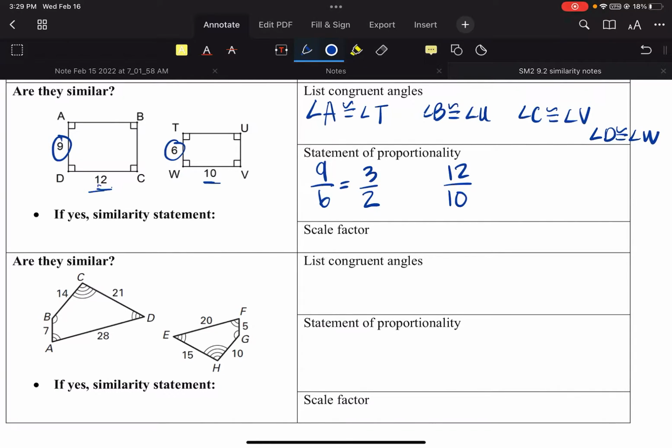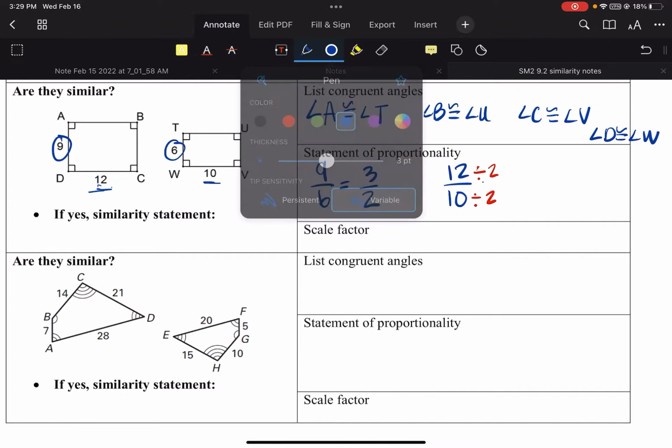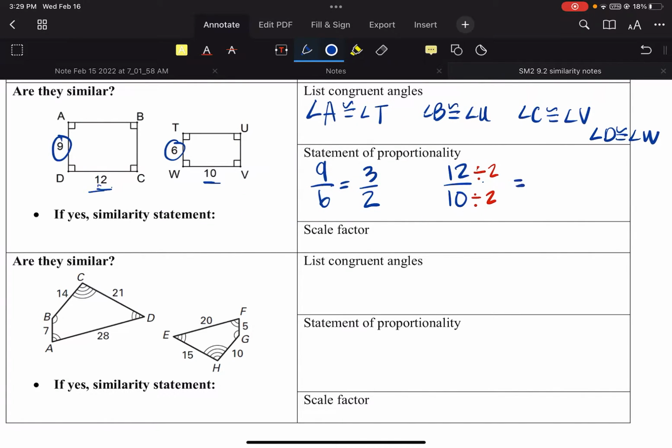If I simplify 12/10, let me go through the steps of simplifying. We might need some extra practice with that. When you're simplifying a fraction, if you have 12/10, to simplify it, you look for what number you could divide both the top and the bottom by. So you can divide 12 and 10 by 2. So we'll divide them both by 2. And that gives us 6/5.